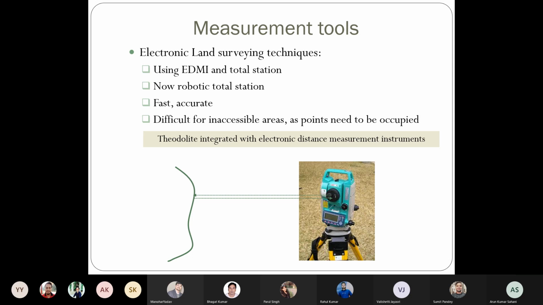Then further advancement was made on the technology side, and electronic land surveying techniques were designed, like EDMI and total station. The EDMI is an electronic distance measurement instrument that is used for measuring the distance between 2 points. If some of you are from a civil engineering background, I hope in your undergraduate laboratory you used EDMI and total station.